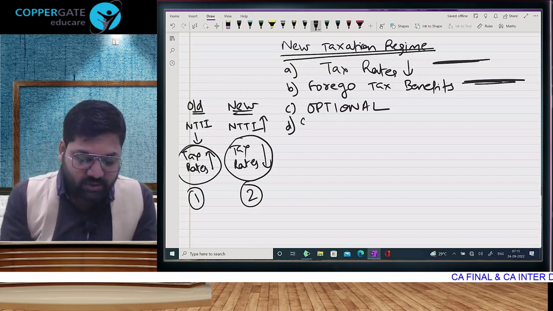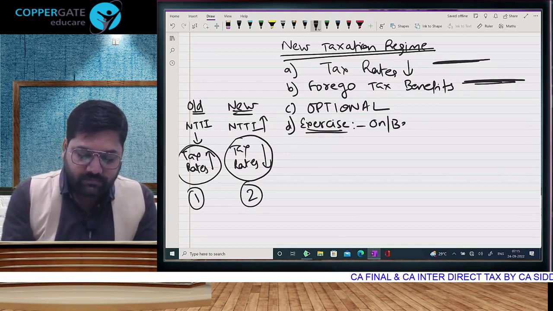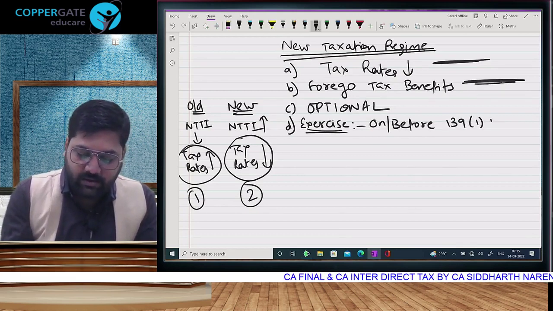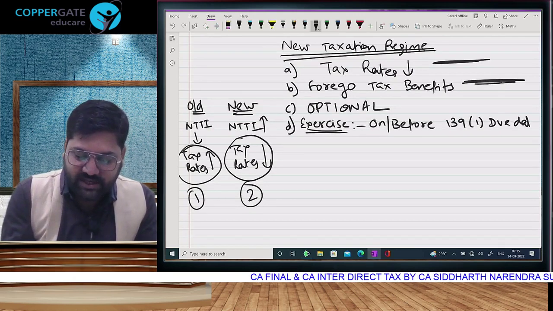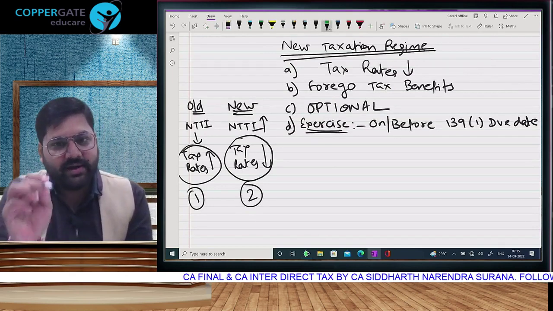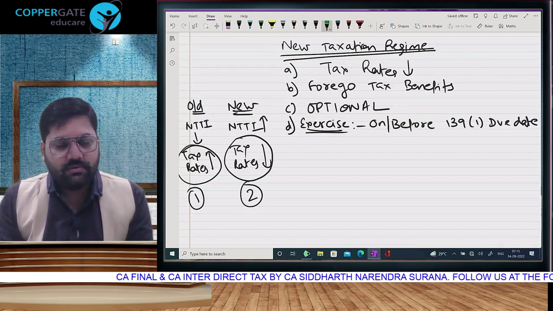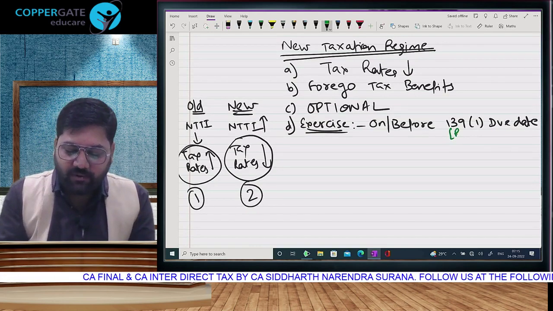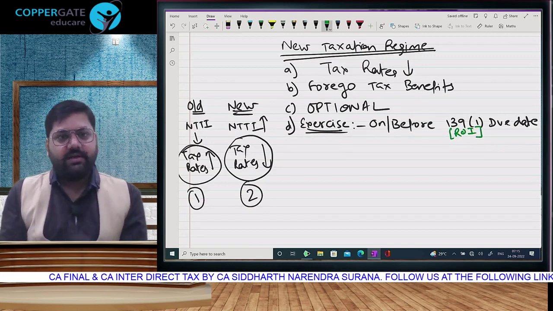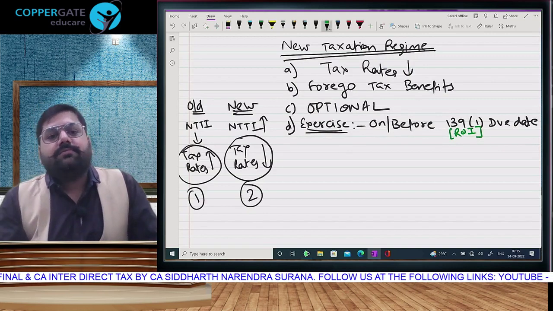This option has to be exercised on or before your 139(1) due date. 139(1) is also a section of income tax. Those who know it, it is okay. And those who don't know it, it is still okay, because one day I am only going to teach you. This is the due date of filing your return of income, or more famously known as income tax return.